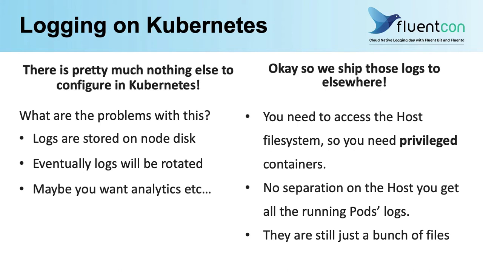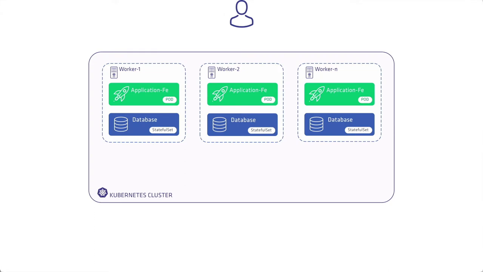Of course, this solution raises several questions. To access the host file system, you need privileged containers. Moreover, there is no separation. This method doesn't respect the Kubernetes boundaries like namespaces or RBAC. But let's see how this would look.